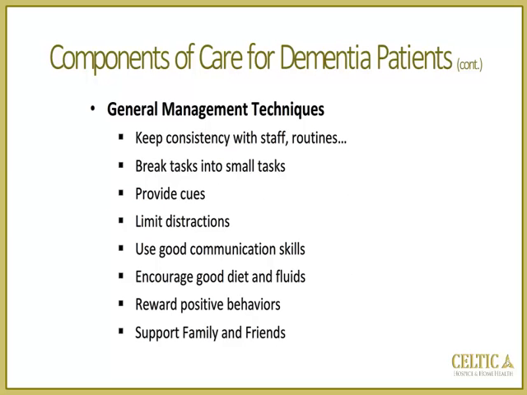Some general management techniques for the care of dementia patients are: keep consistency with staff and routines, break tasks into small tasks, provide cues for the patient, limit distractions when they're trying to complete a task, use good communication skills, encourage good diet and fluids, reward positive behaviors, and support family and friends.